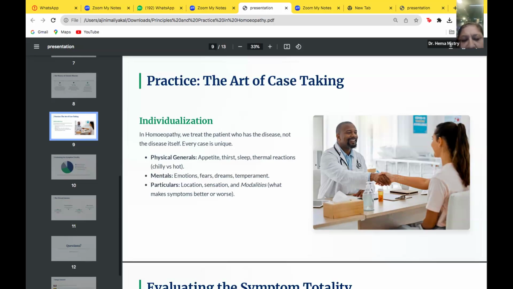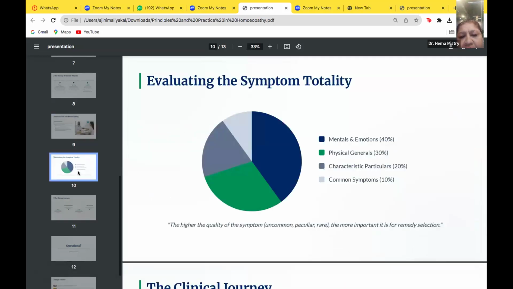So how would you evaluate the symptoms? Let's go to the totality from the art of case taking. In the symptom totality, first and foremost, the mentals and emotions become the most important aspect of that individual. Physical generals become very important next, and the characteristic particulars that we talked about, which belong to that individual, which are rare, peculiar, very clear, and only speak about the individual and not the common symptoms of the disease. So this is how homeopathic evaluation of symptom totality is done to find the similar remedy.